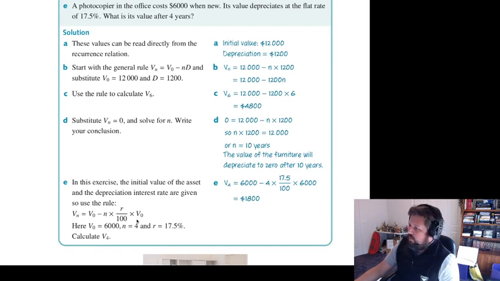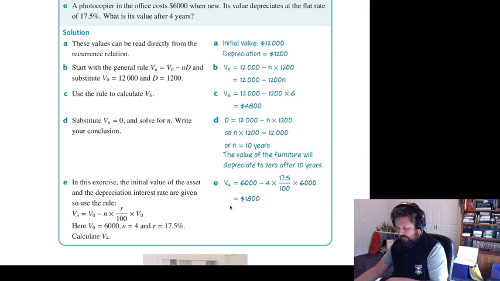So initial value of the photocopier was 6,000. V0 will be 6,000. We want to know what's happening after 4 years. So n will be 4, and it's decreasing at a rate of 17.5. So 17.5 will be there, multiplied by, again, the initial amount, which was 6,000. So again, it's just a matter of pulling these things up, plugging them in, and evaluating what it is. Turns out the photocopier will be worth only $1,800 after it's been used for 4 years in this particular case.